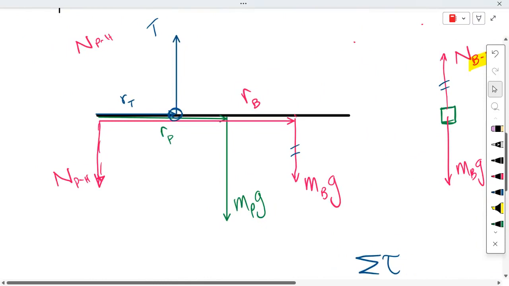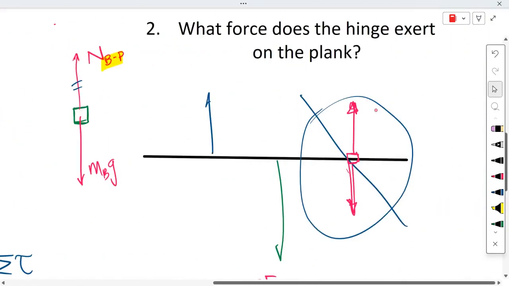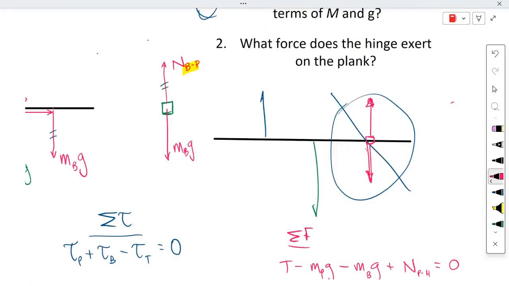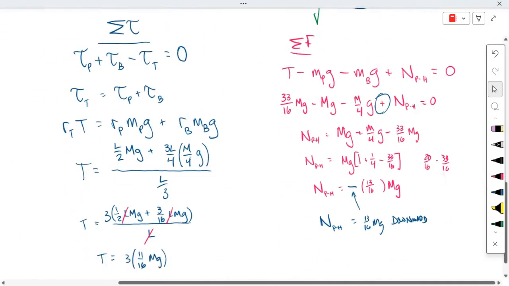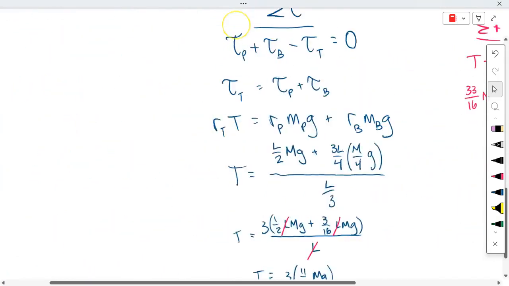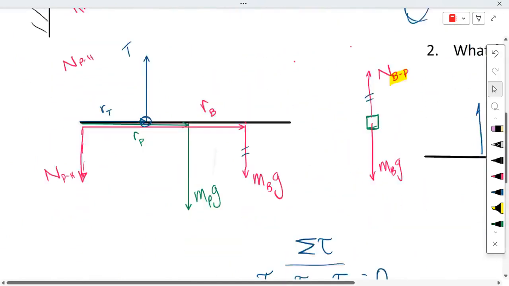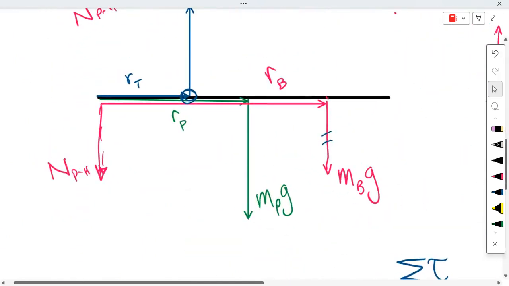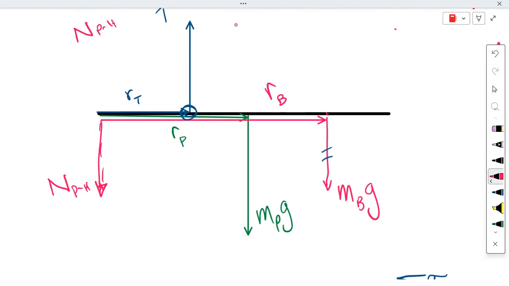And then secondly, what force? Two ways to do it. If we want to actually find the force, typically our second unknown you can find via a net force analysis. If the question was what direction is the force exerted on the plank by the hinge, if we choose an origin carefully, we can just tell that this force must be downward in order to create equilibrium. Fair enough? All right, buddies.